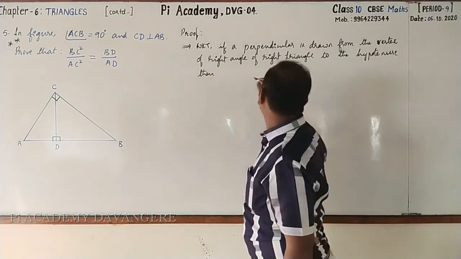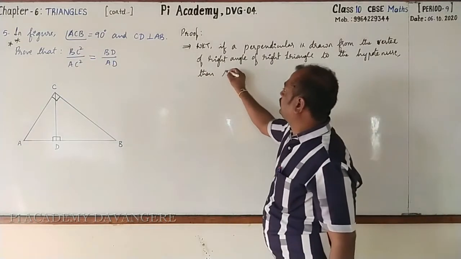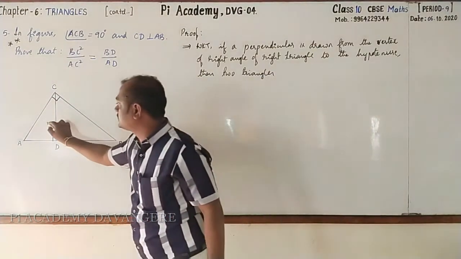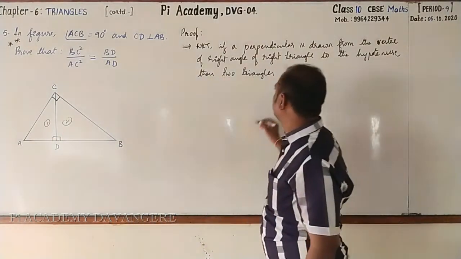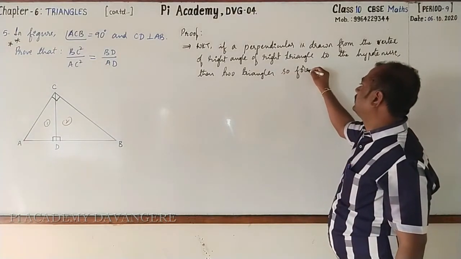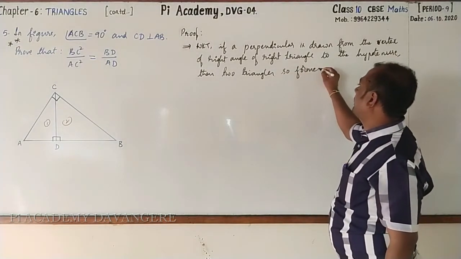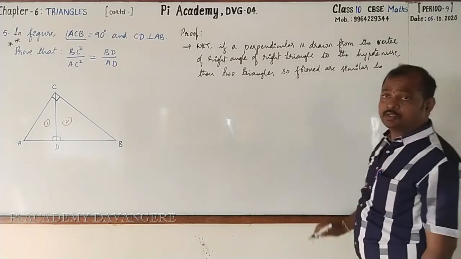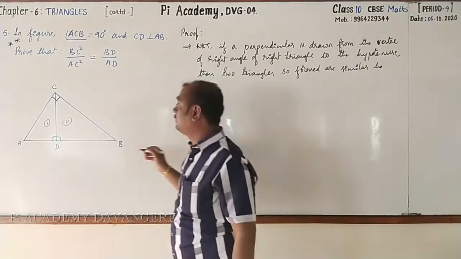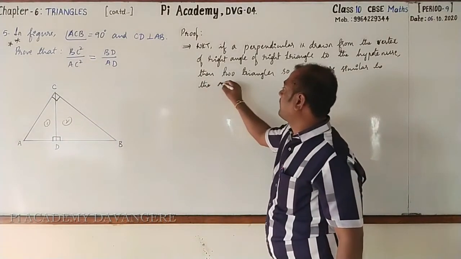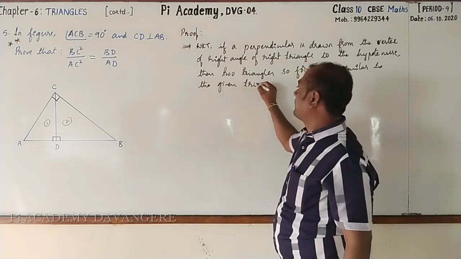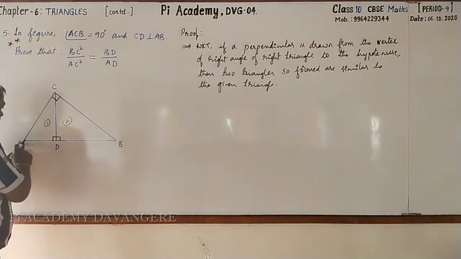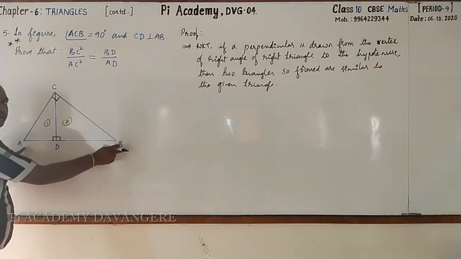then two triangles so formed, this is the first one and the second one, are similar to the given triangle. So according to this statement, how do you go for writing? That is, triangle 1 is similar to the given triangle ACB.